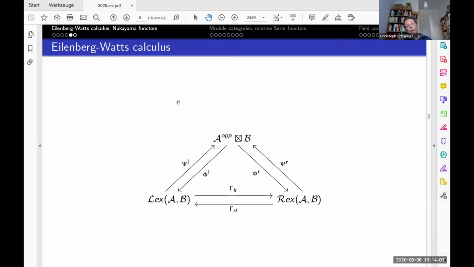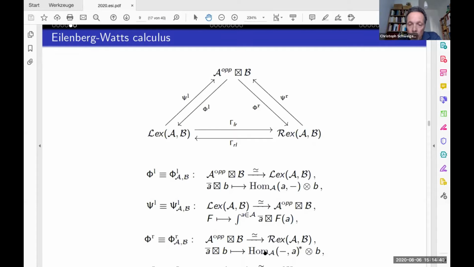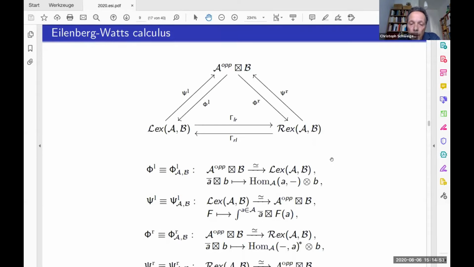So I want to explain this Eilenberg-Watts calculus. I want to relate left exact functors, right exact functors, and here, this is my categorical replacement of bimodules. An A module, well, the opposite actually of it, tensored with B, so the opposite here turns left modules into right modules. Now, how do these equivalences look like? Well, let me just flash the equivalences. They involve, for the left exact functor, the Hom, which famously is left exact. For the right exact functor, the dual of the Hom, that's something you should keep in mind. And then the inverses are defined using essentially this version of the Yoneda lemma in terms of co-ends and of ends.